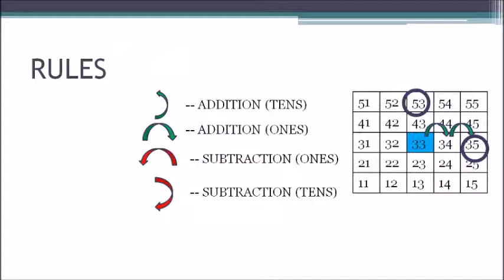When someone asks you to subtract 2 ones with this number, then what we have to do, we have to go towards the left 2 steps. Okay, then we'll reach to the answer. Here in this case, when we subtract 2 ones from 33, we'll reach to the answer, that is 31. When someone asks to subtract 2 tens from 33, then what we have to do, we have to go towards the down. So 2 steps towards the down will reach to 13. So here answer will be 13.